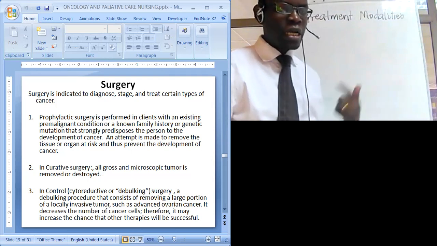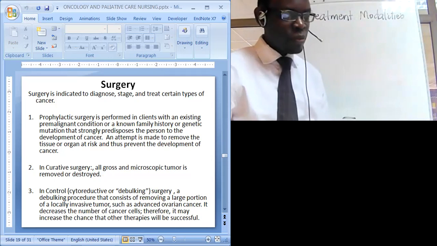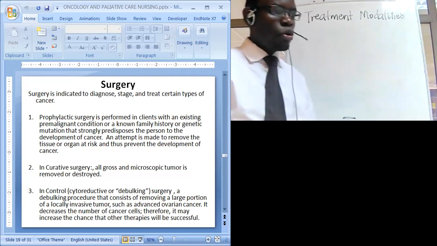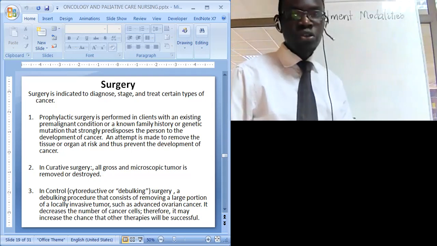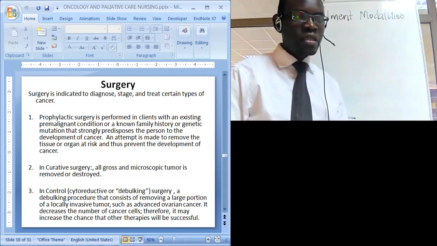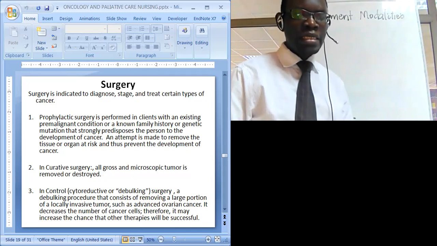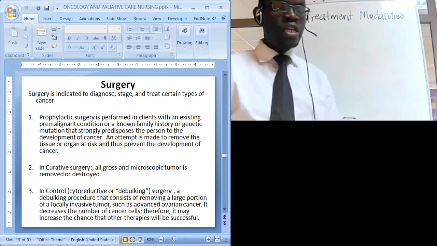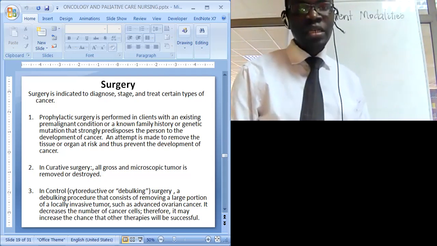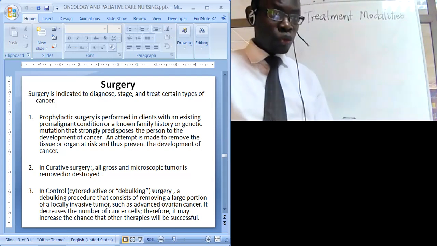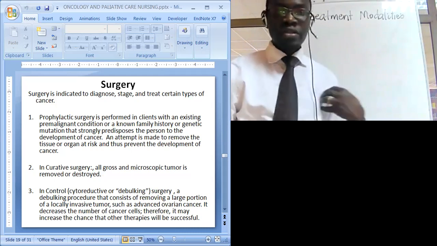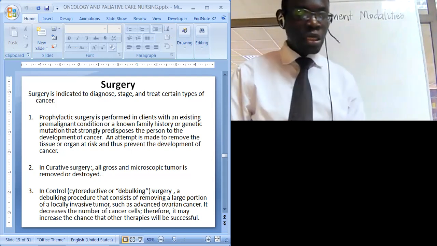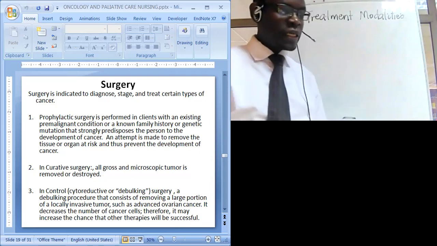So with prophylactic surgery, we are doing it to prevent someone from getting something. It is performed in clients with an existing pre-malignant condition or a known family history of genetic mutation. For example, there is a popular American artist, Angelina Jolie, who had a family history of breast cancer. So she opted to remove the breasts because she suspected that she would develop breast cancer. So this is what we refer to as prophylactic surgery.